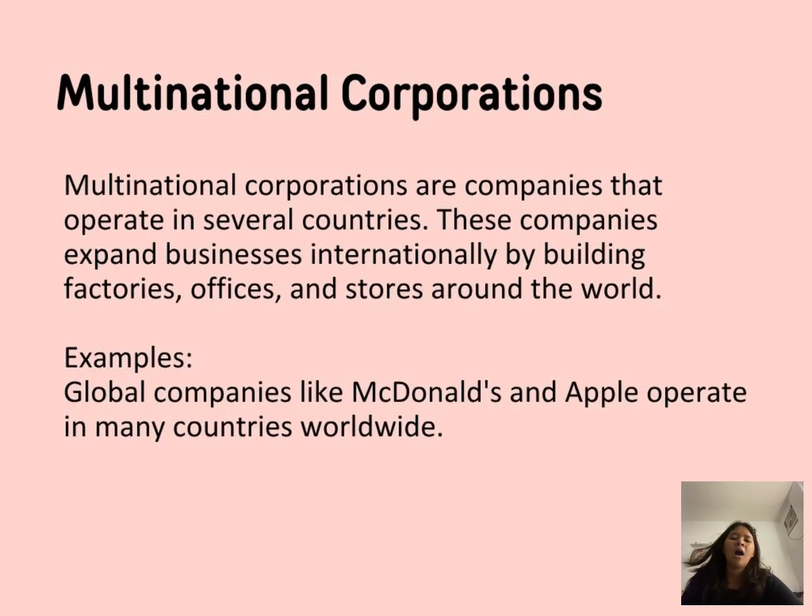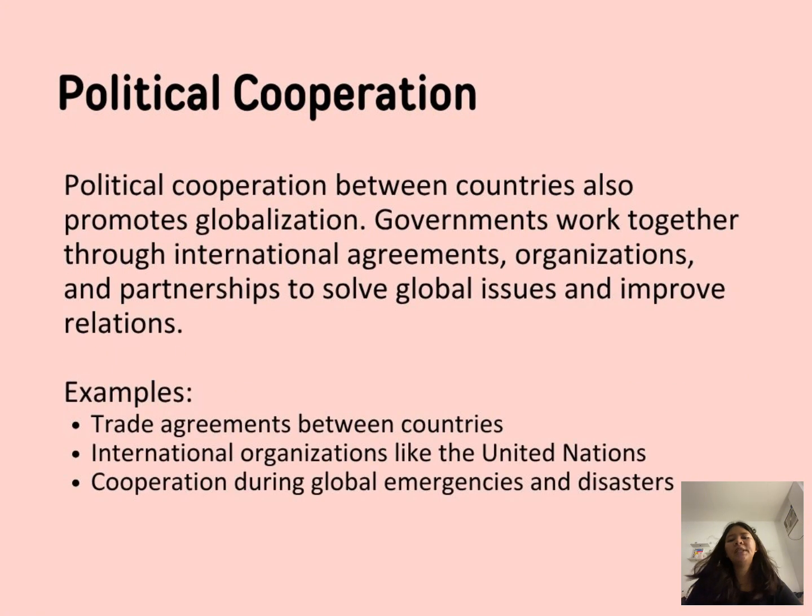Number 3, multinational corporations. Multinational corporations are companies that operate in several countries. These companies expand businesses internationally by building factories, offices, and stores around the world. For example, global companies like McDonald's and Apple operate in many countries worldwide. Number 4, political cooperation. Political cooperation between countries also promotes globalization. Governments work together through international agreements, organizations, and partnerships to solve global issues and improve relations. Examples, trade agreements between countries, and international organizations during global emergencies and disasters.